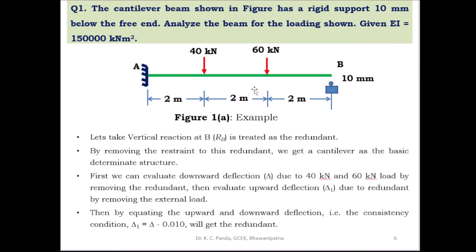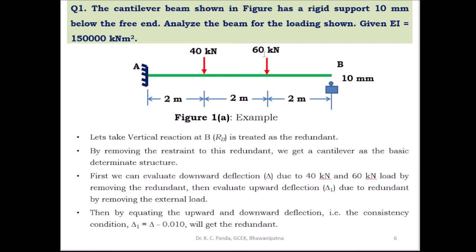The length of the cantilever beam is 6 meters, and there are two concentrated loads, at a distance of 2 meters from the fixed end A and at a distance of 4 meters from the fixed end A. The first load, acting at 2 meters from A, is 40 kilonewton, and the second load, acting at 4 meters from A, is 60 kilonewton.